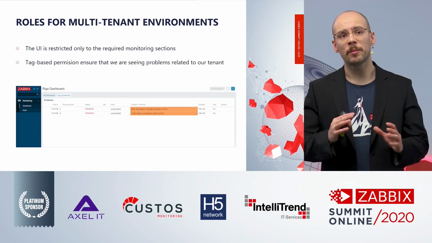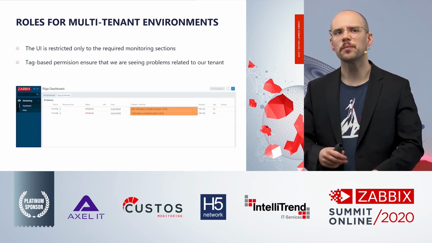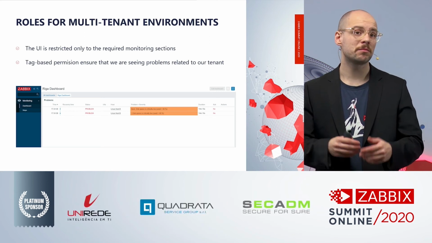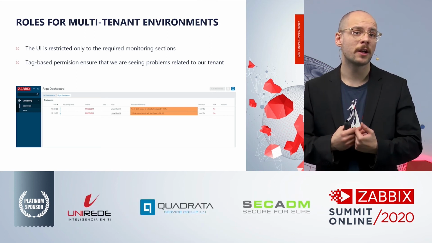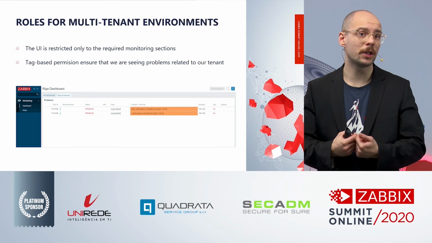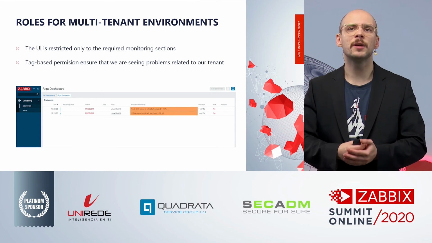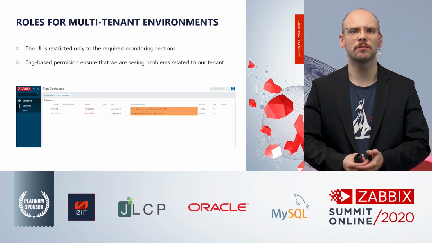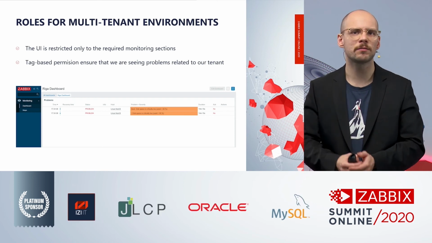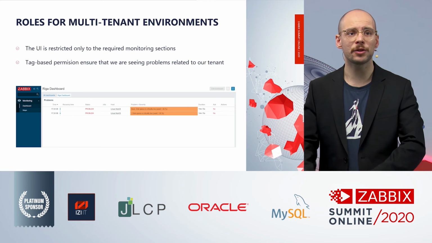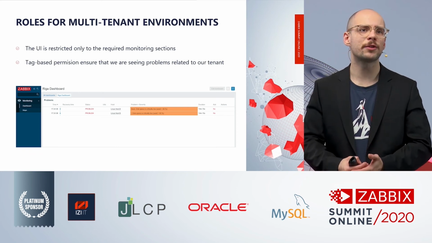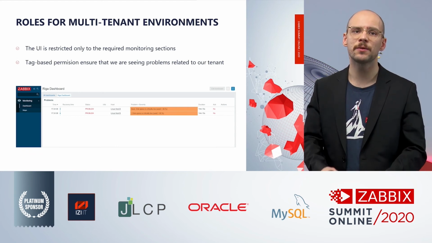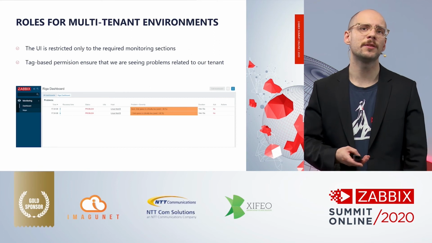So once we have implemented this, if we open up the UI, we go to monitoring dashboards. Yeah, we can see we have access to only the sections that we need to have access to. And we're seeing problems only related to our specific hosts based on their tags, just as we wanted. So isolation has been implemented, role restriction has been implemented. We can successfully have our multi-tenant environment.